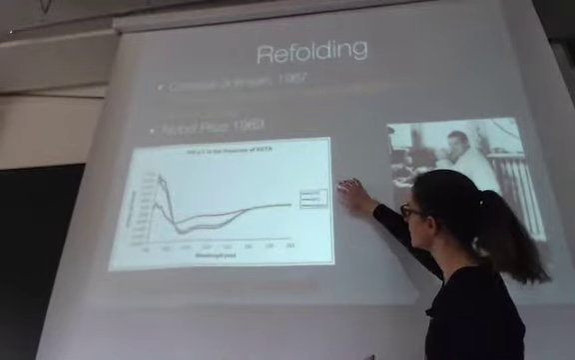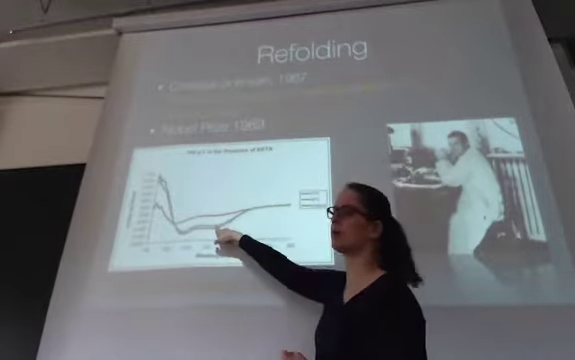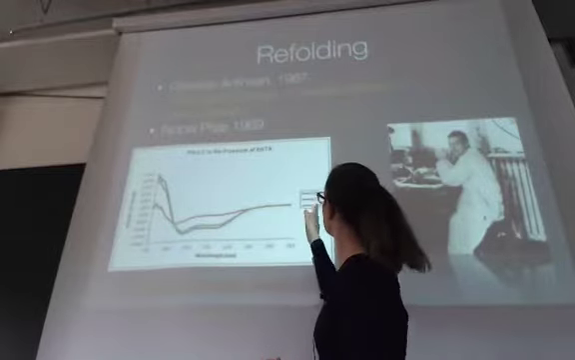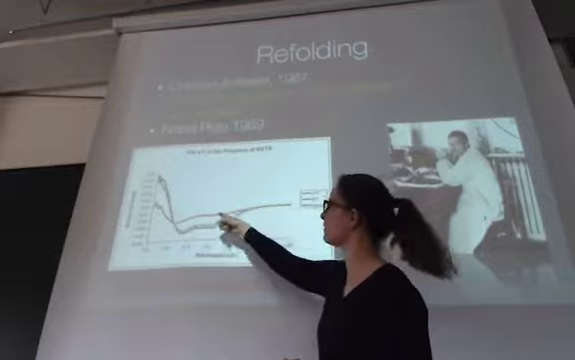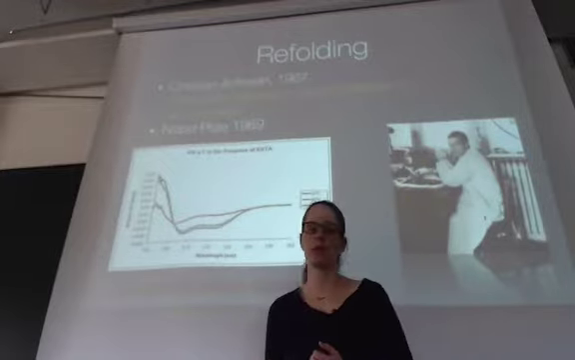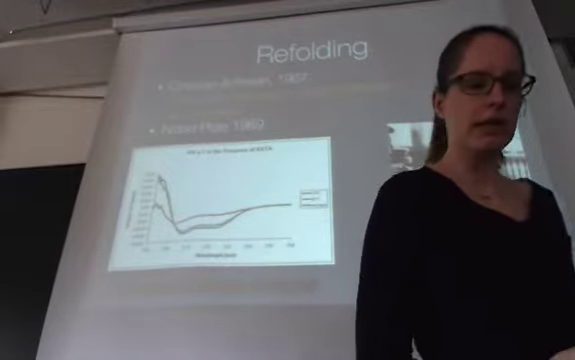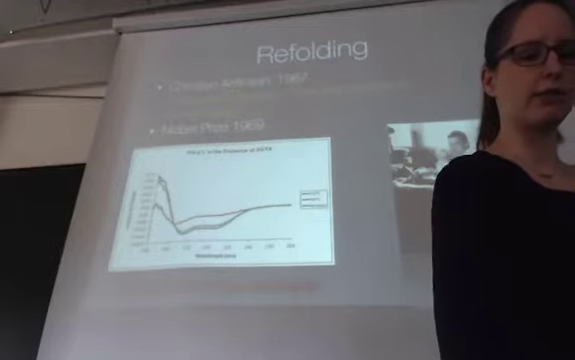You start at 20 degrees, the blue one. You go to 95 degrees, you unfold. And then when you go back to 20 degrees, you can refold. This tells you that it's a process that is reversible, right?